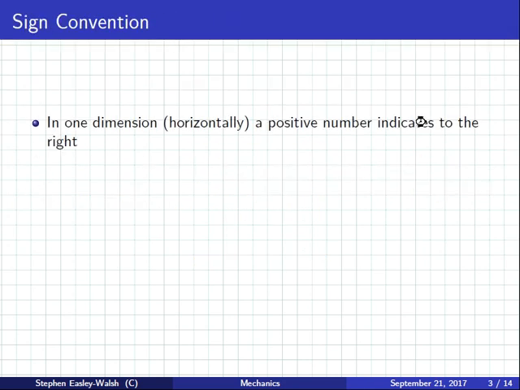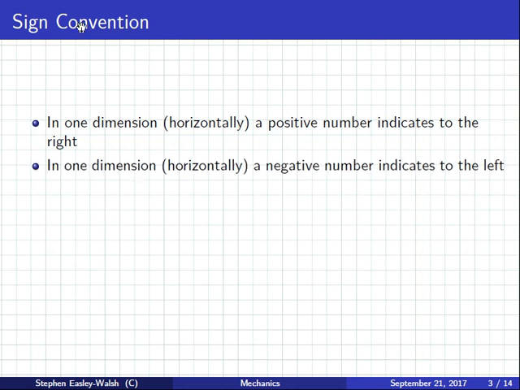Okay. So just before we start, we have something here called a sign convention. Does anyone know the meaning of this word, sign convention? It's like a sign choice, sign rules. What I mean is, in one dimension we say a positive means to the right, and a negative then would mean to the left.